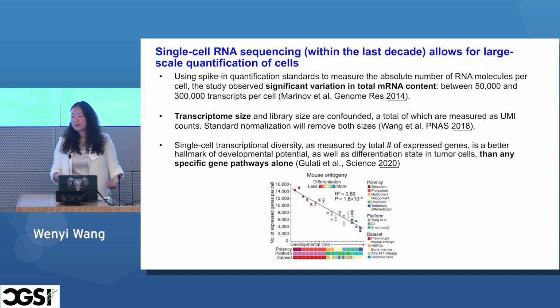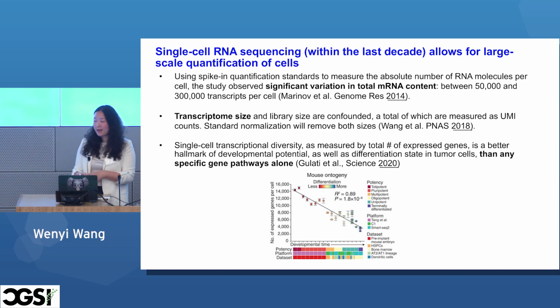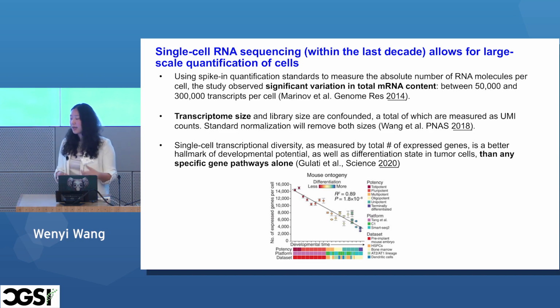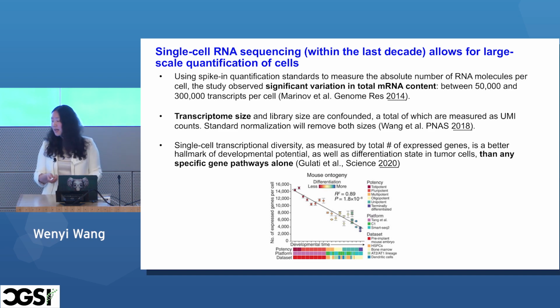Then single-cell RNA sequencing came in and allowed large-scale quantification of cells. Shortly after the invention of single-cell sequencing, a group at Caltech first showed, using spike-in quantifications, that there is significant variation in total mRNA content across cells.